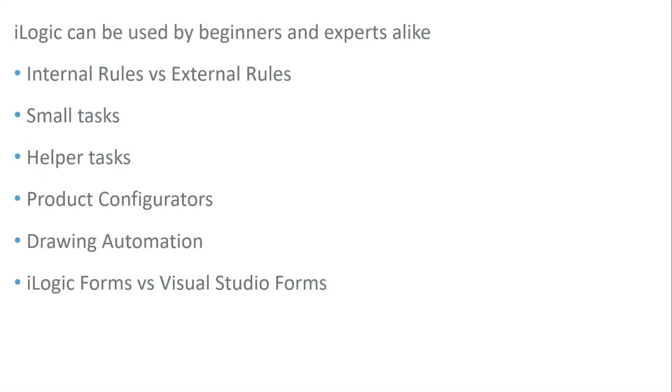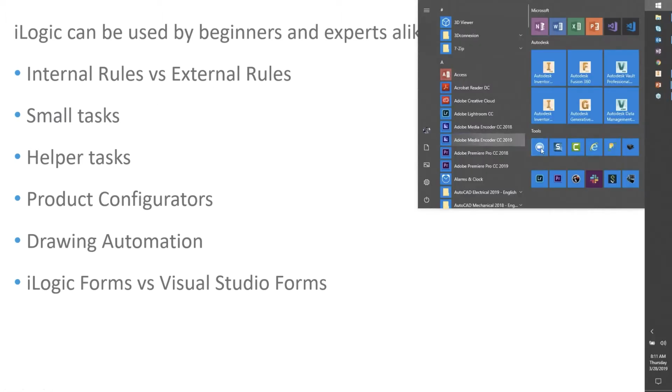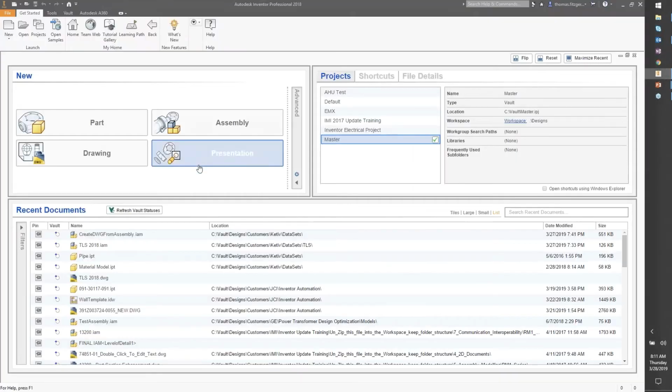So iLogic, I'm going to bounce back and forth here between Inventor and the PowerPoint as we touch on different topics. So what does iLogic look like? It can be used by beginners and experts alike. And rules are developed by using the iLogic rule editor inside of Inventor. And there's two different types of rules that we're going to be focusing on: internal rules and external rules. So let's take a look at some of those things, okay?